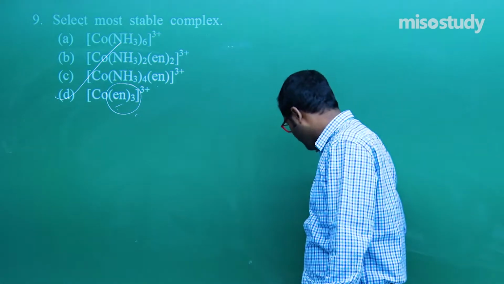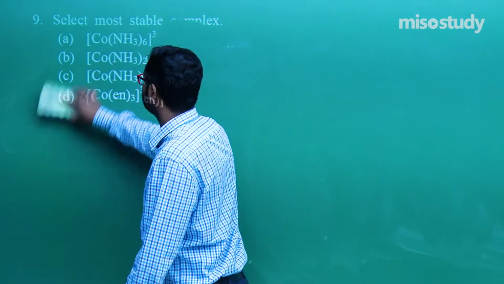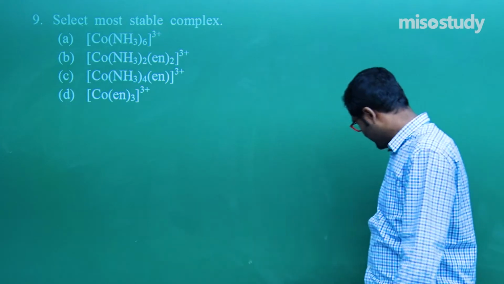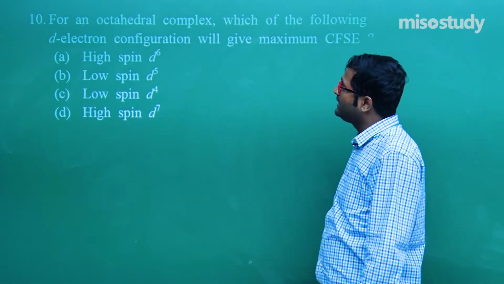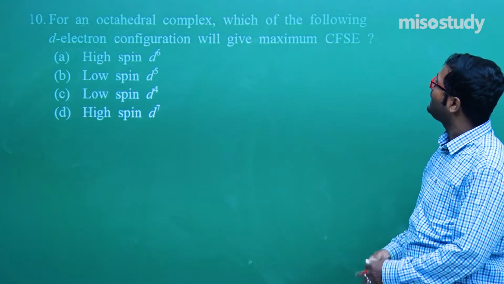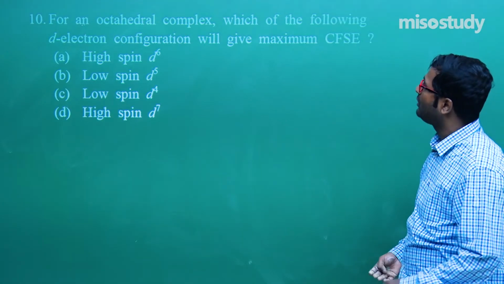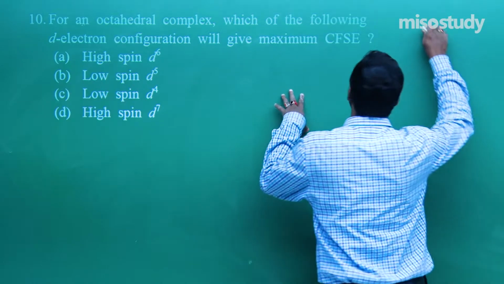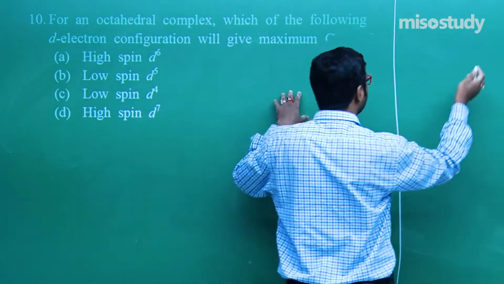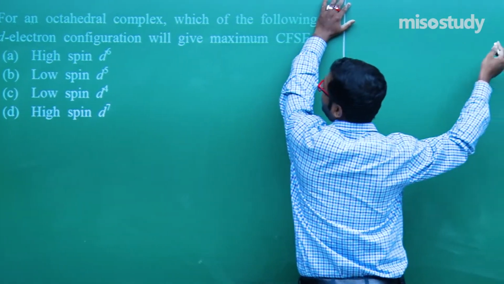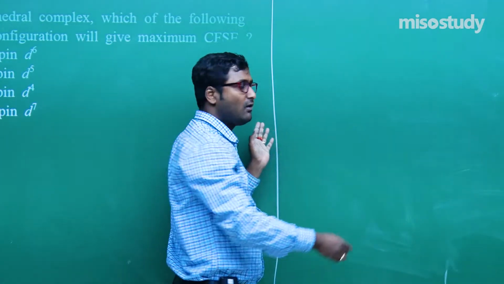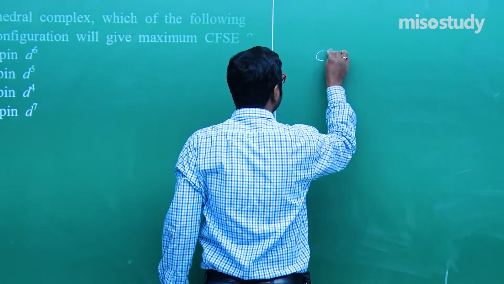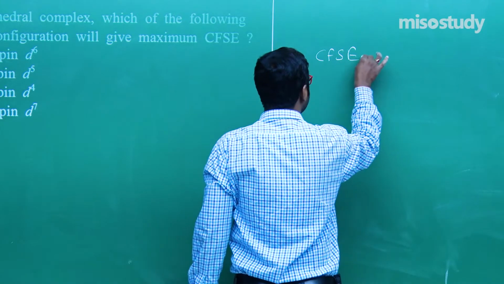Clear? Now friend, I am going to rub this part and we'll discuss the next one. The next one is: for an octahedral complex, which of the following d-electron configurations will give you maximum CFSE, crystal field stabilization energy? And for an octahedral complex, tell me what is the value of CFSE?